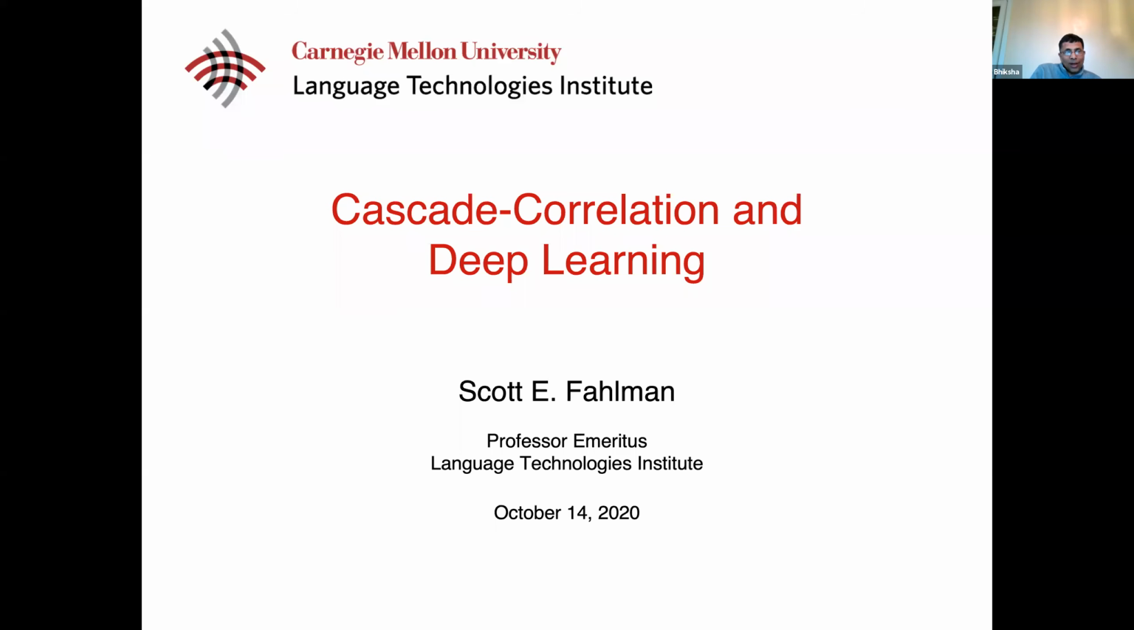And in my opinion, his most interesting work was his work on determining optimal or greedy algorithms for determining the best network architectures. And that is the Cascade Correlation Framework. So Scott, over to you.